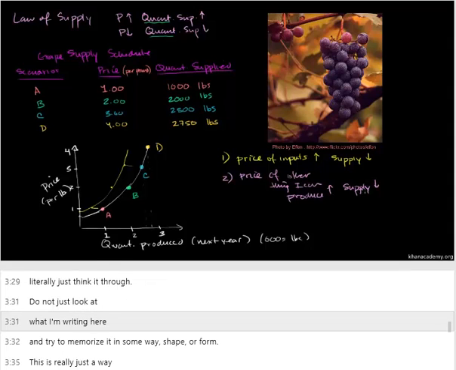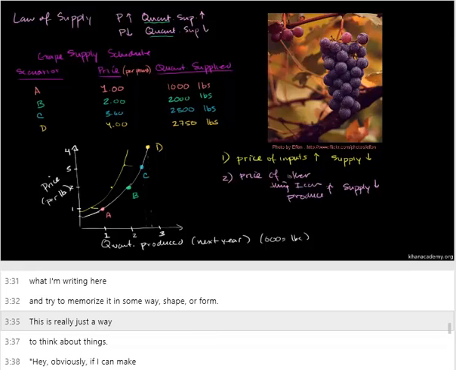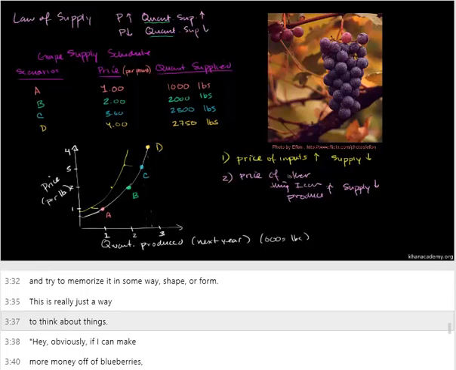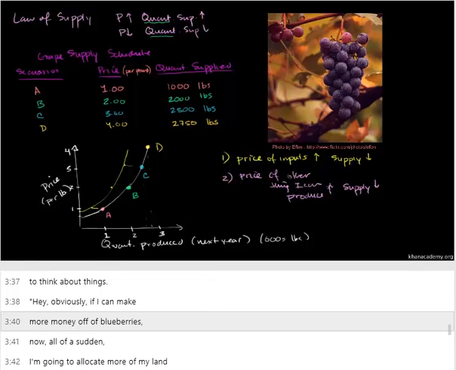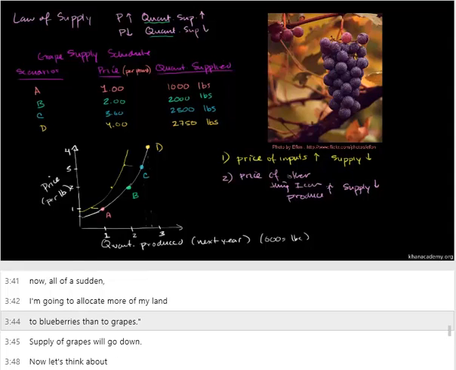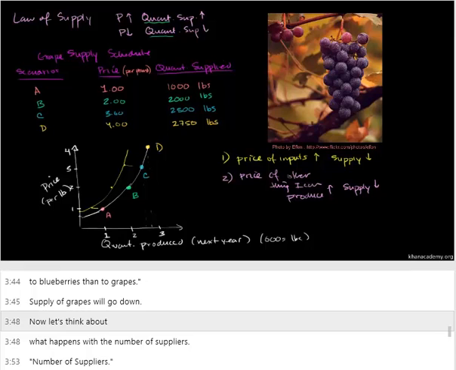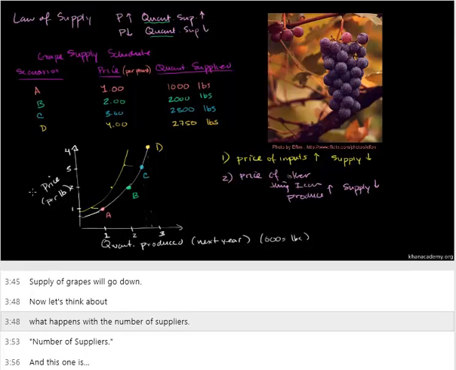Do not just look at what I'm writing here and try to memorize it in some way, shape, or form. This is really just a way to think about things. Hey, if I can make more money off of blueberries now, all of a sudden I'm going to allocate more of my land to blueberries than to grapes. Supply of grapes will go down.